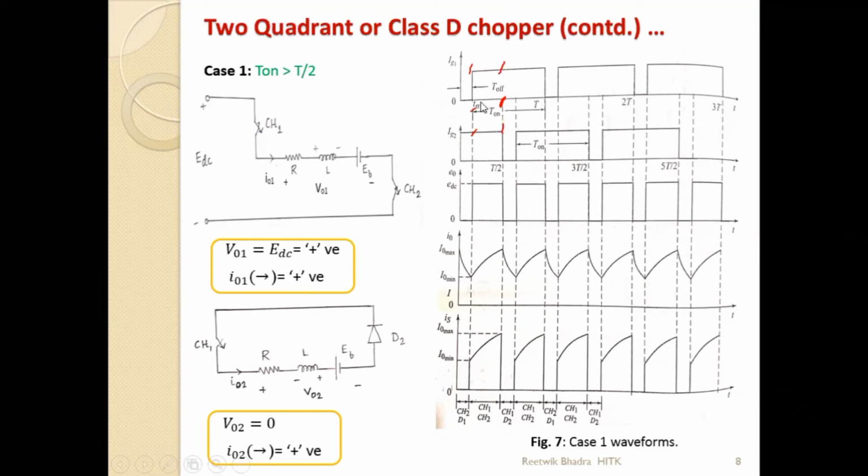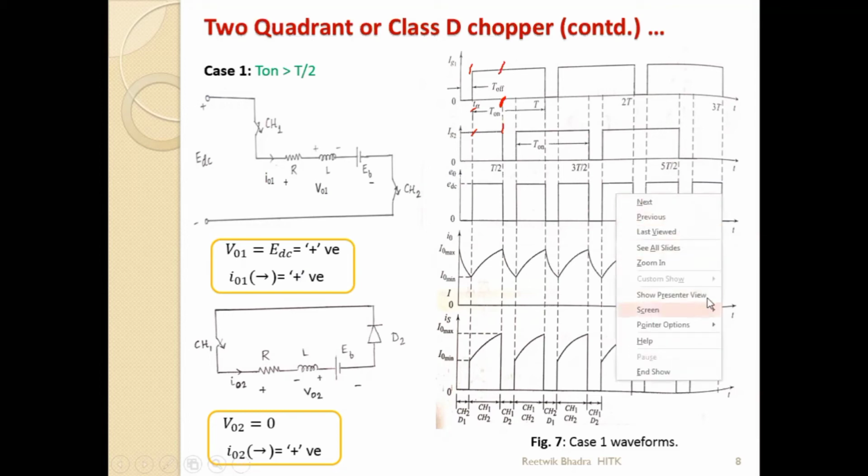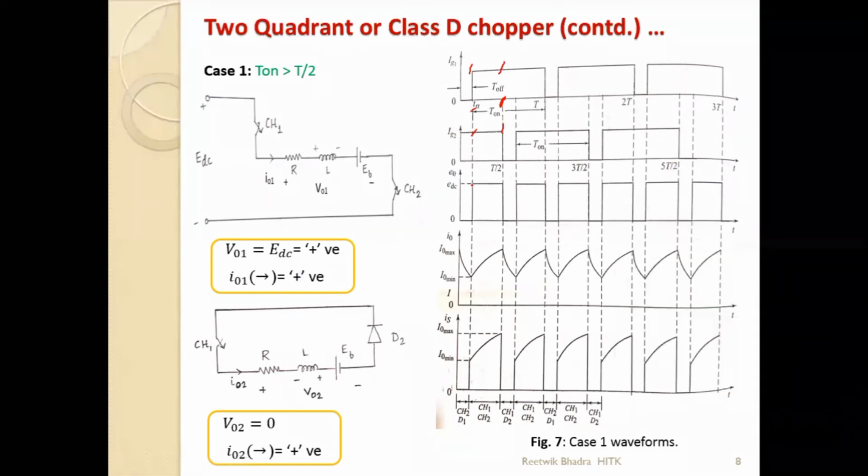So during this period we will study what is E naught. We have drawn EDC over here, EDC value, positivity. During this period, I naught 1 is positive and charging. During this period, what we have drawn, I naught 1 is charging and it is a positive current, so above the zero line.